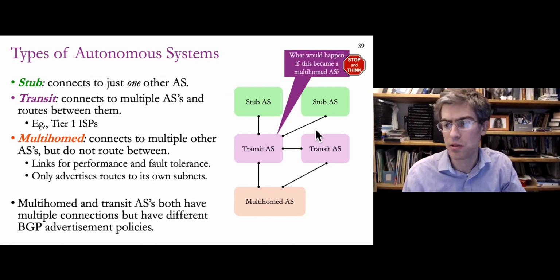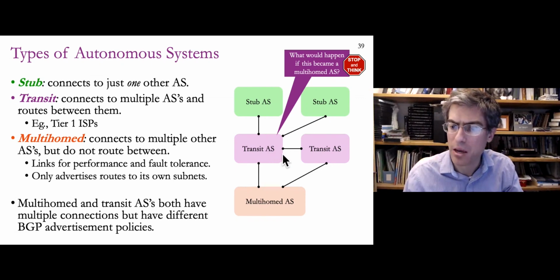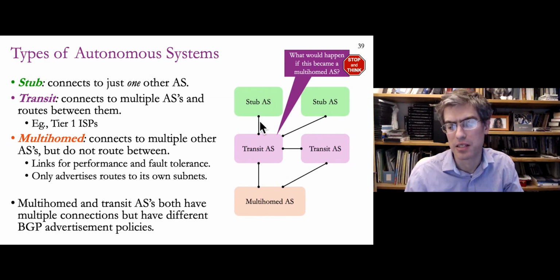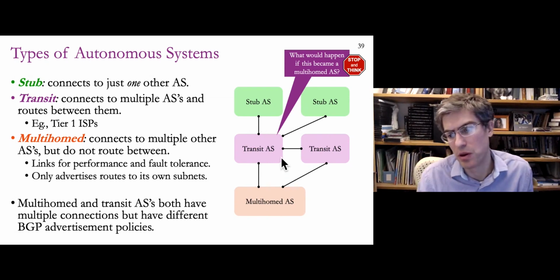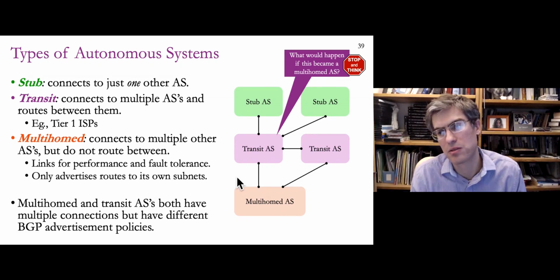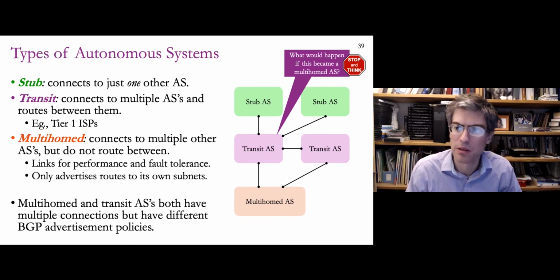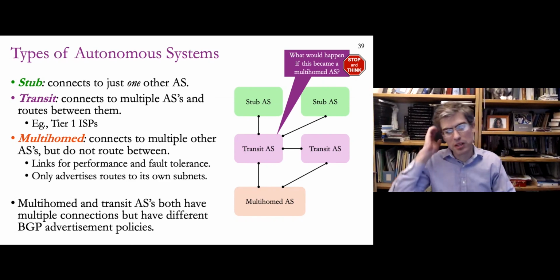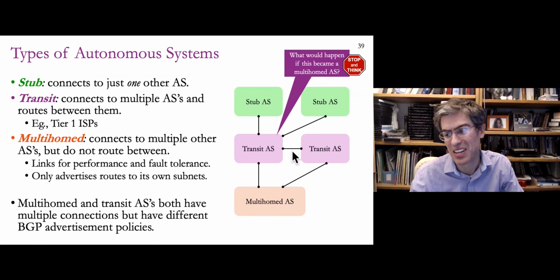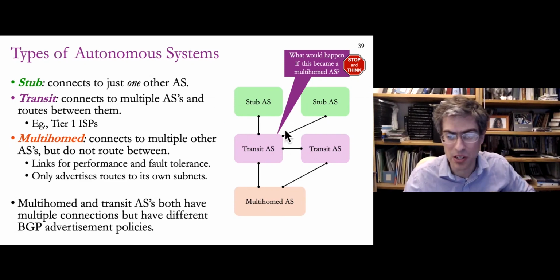So to reinforce this idea, what would happen to this network if this particular transit AS behaved as a multi-homed AS? In other words, it did not advertise the other destinations it could reach, but only advertised its own IP addresses as destinations. What would be the implication of that in this particular network? Well, it would be pretty serious, because if this AS stops forwarding traffic that goes in and leaves, then this internet would be broken in two, right?